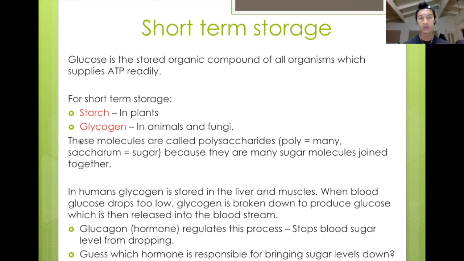These molecules are called polysaccharides. The word poly means many and saccharum means sugar, because many sugar molecules have been joined together and used for storage. In humans, glycogen is stored mainly in the liver and the muscles. There's more in the muscles than the liver. When blood glucose level drops too low, glycogen is broken down to produce glucose and then released into the bloodstream, bringing your blood sugar level back up. This is regulated by a hormone called glucagon. It stops the blood sugar level from dropping too low, and you can try to guess which hormone is responsible for bringing that level back down.